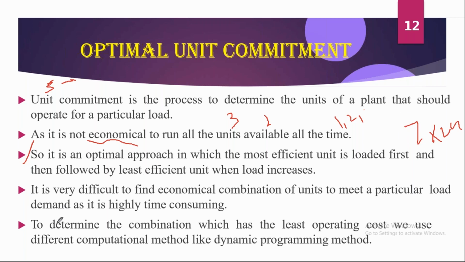And we have to determine the combination which has the least operating cost. In the case of units, we have to choose the efficient unit. In the case of plants, we have to use the least operating cost. When compared to the thermal power plant, the hydro power plant has the least operating cost. That's why while scheduling the operation, we choose the hydro power plant first, and after that the thermal power plant.